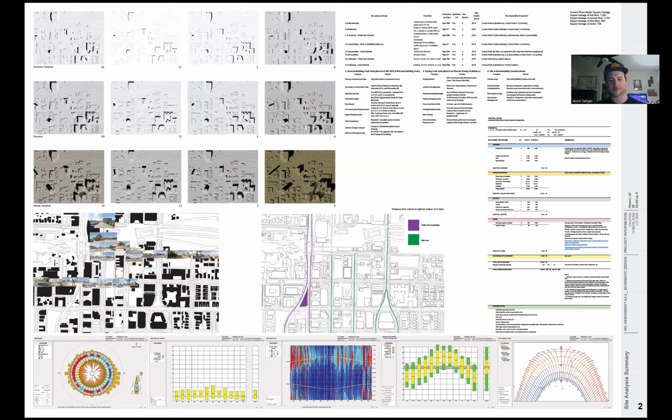And at the bottom, we have some climate information. At the top right, we have building codes and zoning information. And then to the right is the square footage amounts that I've calculated for my current model.